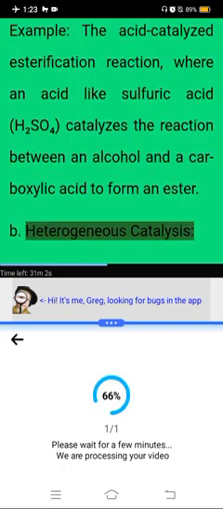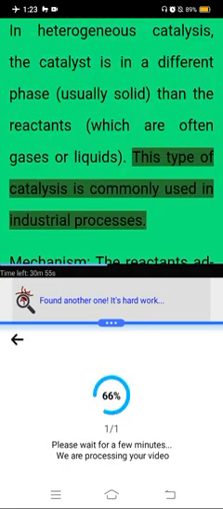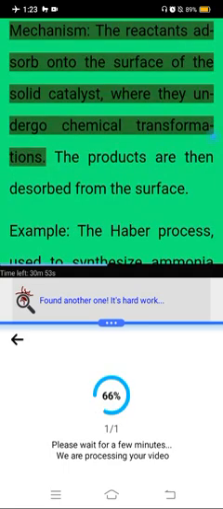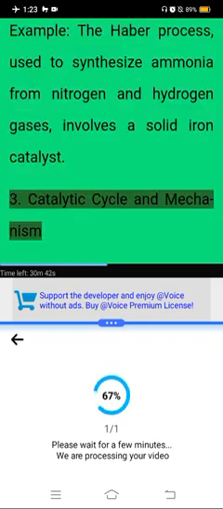B. Heterogeneous catalysis. In heterogeneous catalysis, the catalyst is in a different phase, usually solid, than the reactants, which are often gases or liquids. This type of catalysis is commonly used in industrial processes. Mechanism. The reactants adsorb onto the surface of the solid catalyst, where they undergo chemical transformations. The products are then desorbed from the catalyst. Example, the Haber process, used to synthesize ammonia from nitrogen and hydrogen gases, involves a solid iron catalyst.